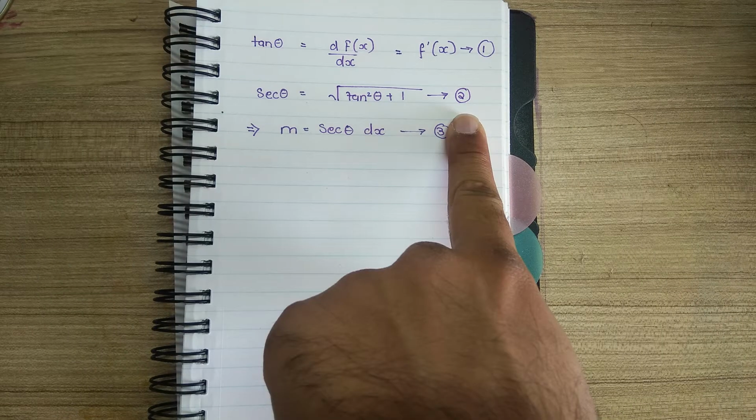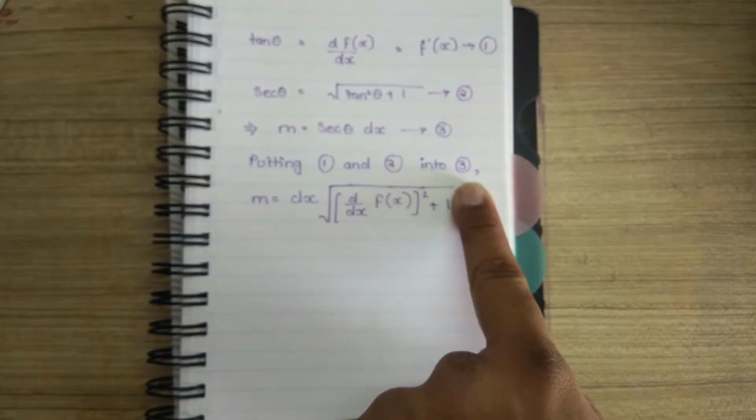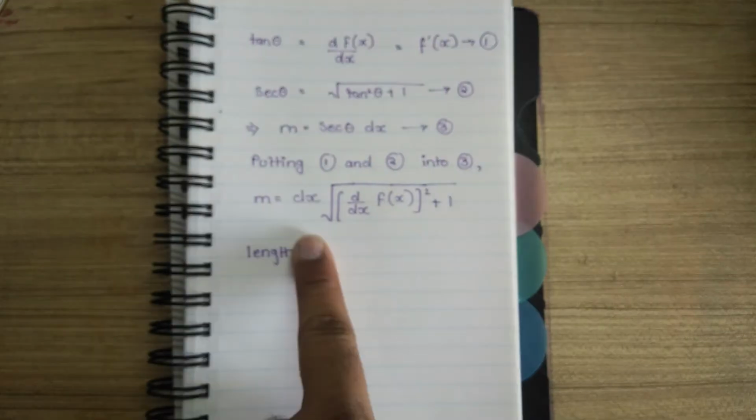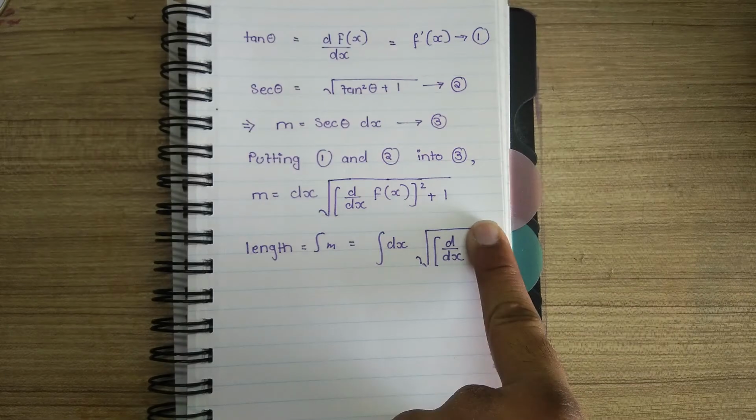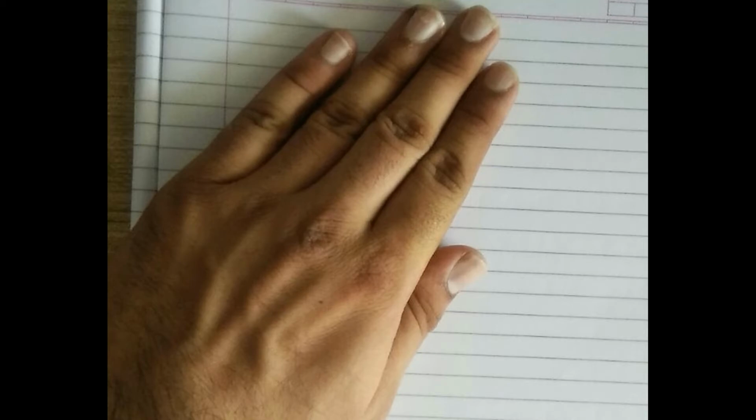Combining the three equations, we get that m is equal to dx times the square root of (d/dx f(x)) whole squared plus 1. And since m was a tiny part of the total length that we wanted to calculate, the length is equal to the integral of m, which is the integral of dx times the square root of (d/dx f(x)) whole squared plus 1. And there you have it. That's how you find the length of a curve.